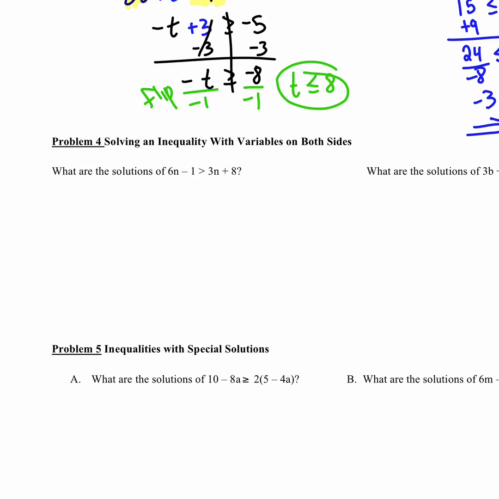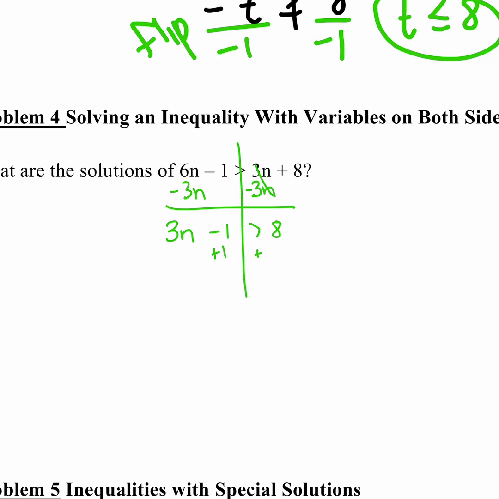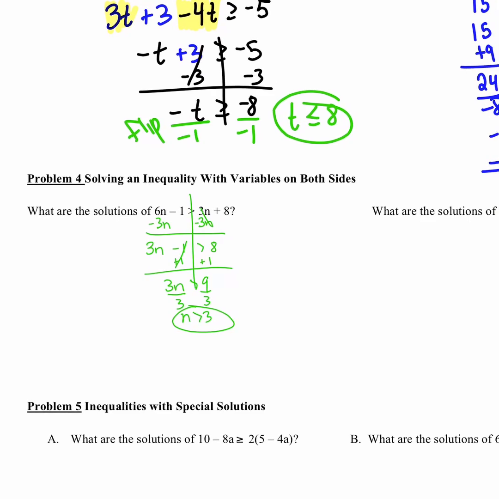Okay, number 4. Having variables on both sides. Same thing. I always move the smallest. Again, guys, always move the variables first. Okay, you'll see why here in a minute when we get to problem 5. So 3n minus 1 greater than 8. Add 1. Divide by 3. No need to flip anything in this problem. Did not divide or multiply by a negative.